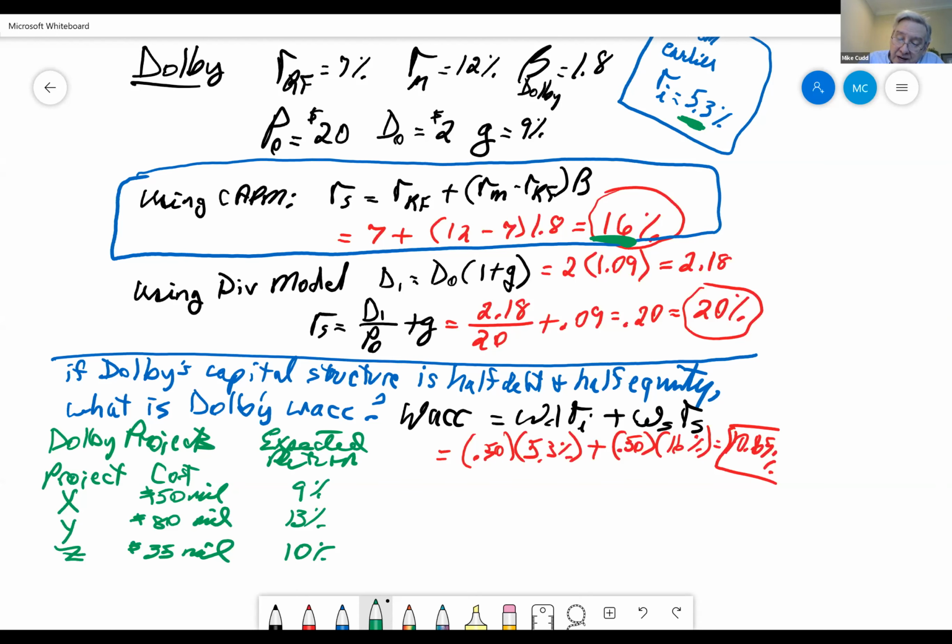If this were the case, what would be your decision for each project? Would you accept project X? Yes or no? No. We require at least 10.65. We expect 9. So for X, we'd reject it. It's not good enough.